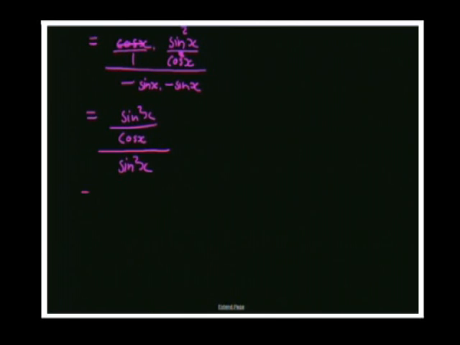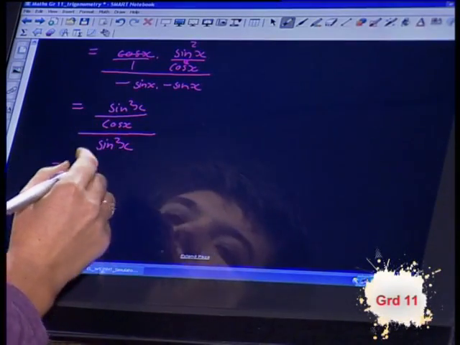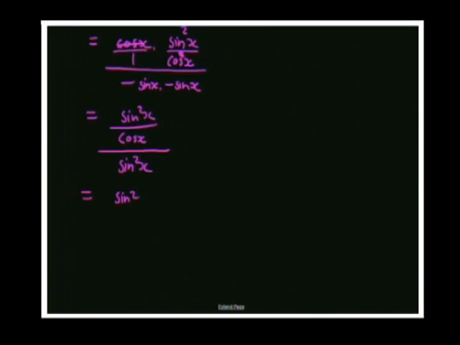Now if you look at that, that looks quite confusing. And I would suggest that you now change the division line into a division sign to make it better to work with. So you keep the top fraction the same, sine squared x over cos x, divided by sine squared x over 1.